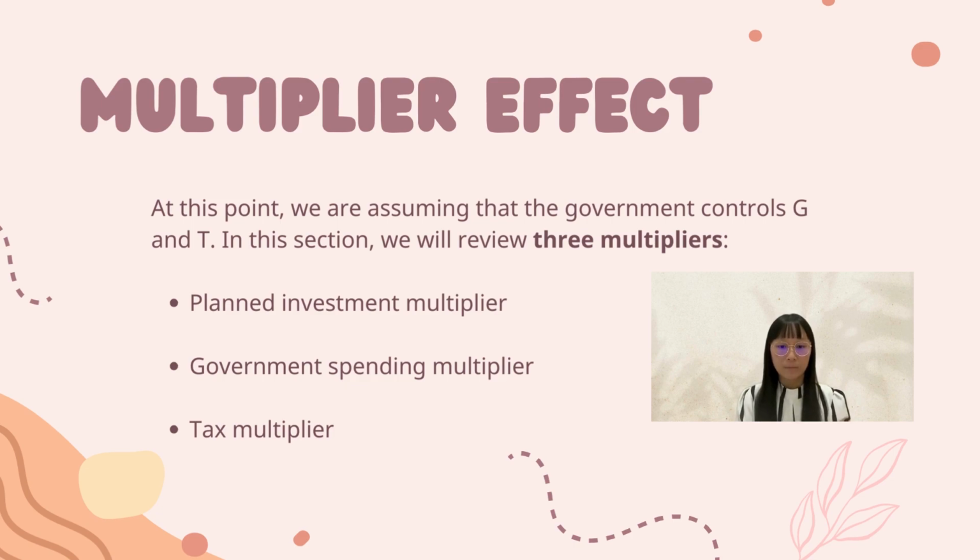Multiplier effect. At this point, we are assuming that the government controls G and T. In this section, we will review three multipliers. The first one is the plain investment multiplier. The second one is the government spending multiplier. And the third one is the tax multiplier.